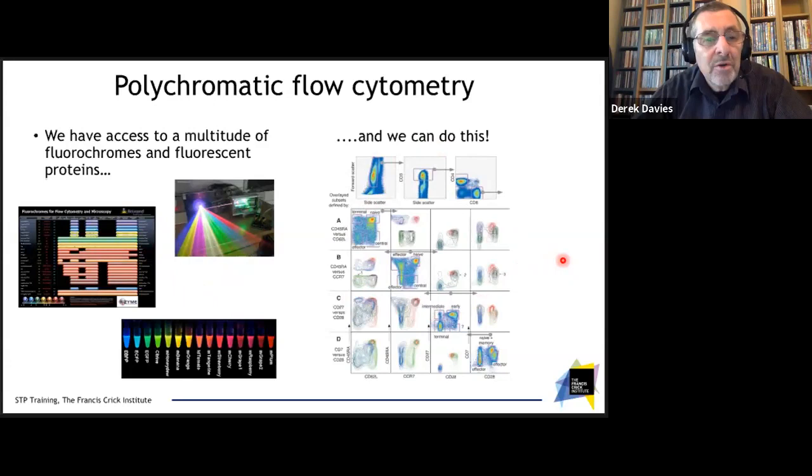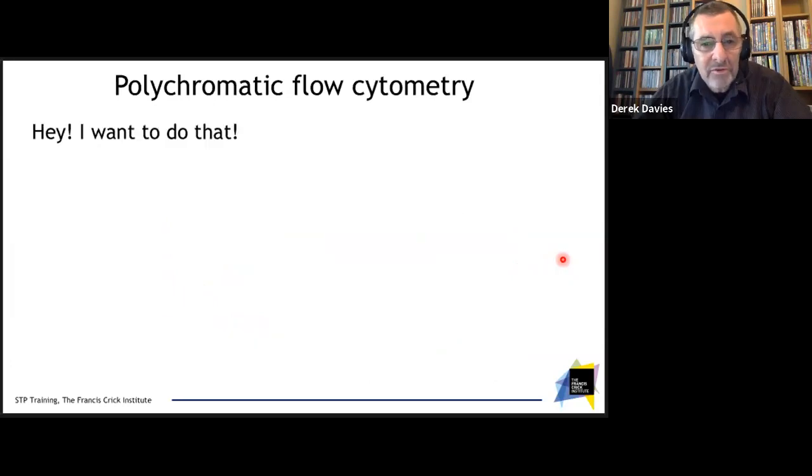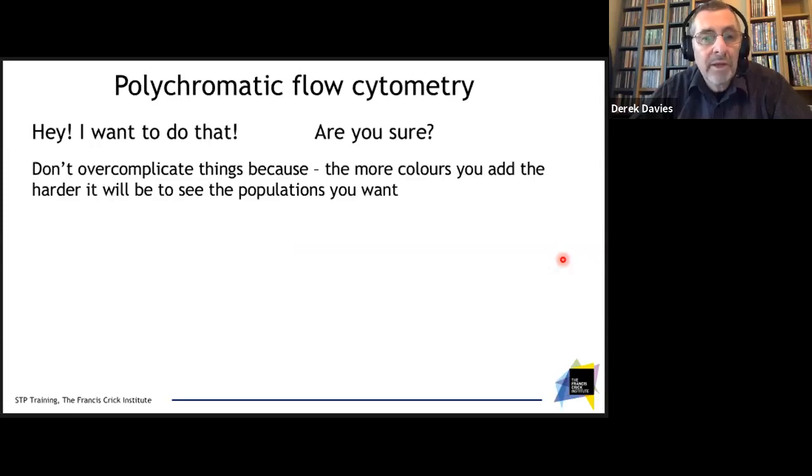But you show people that sort of data and their first response is, I want to be able to do that. And my first response to them is, unless you really want to, you shouldn't overcomplicate things, because the more colors you add, the more fluorochromes you add, remember, the lower the resolution becomes, because our background, our noise is starting to increase. So you need to really think about your experiment.